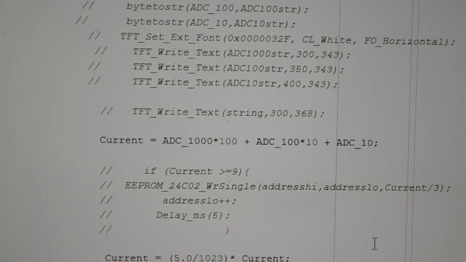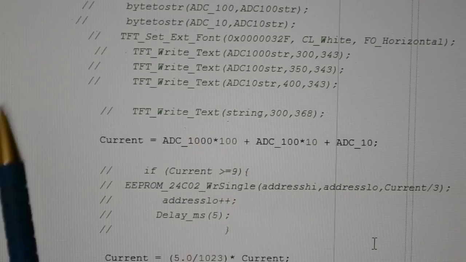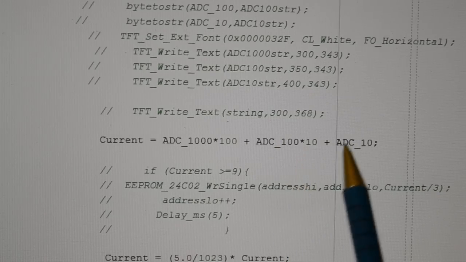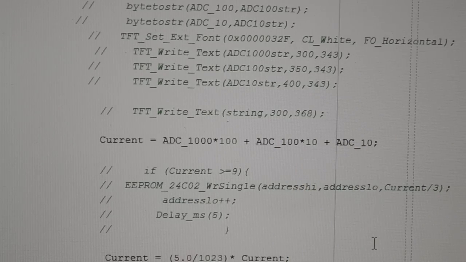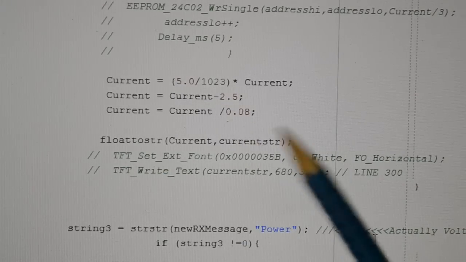So I'm doing no processing on the microcontroller upstairs, it's all done on this chip down here. So that's the first digit, multiplied by 100 to shift it left 2 places. Then the middle digit, multiplied by 10. And then the last digit. Now you could put this equation in one line, but I've kept it simple just for demonstration purposes.